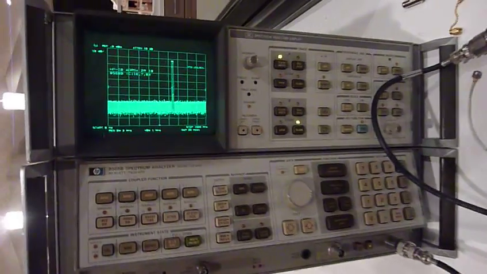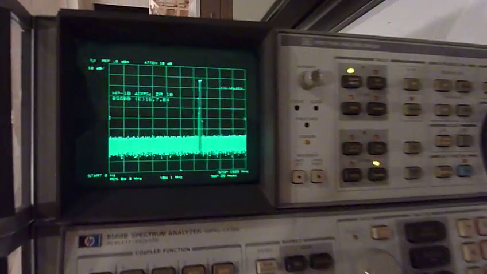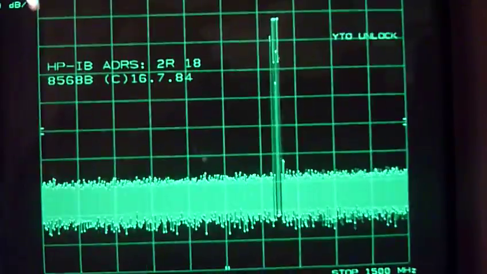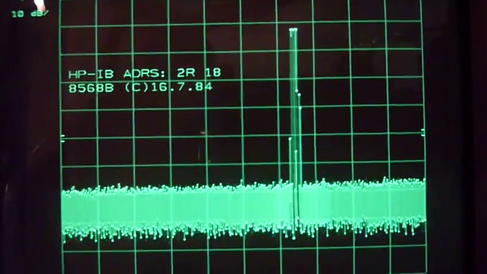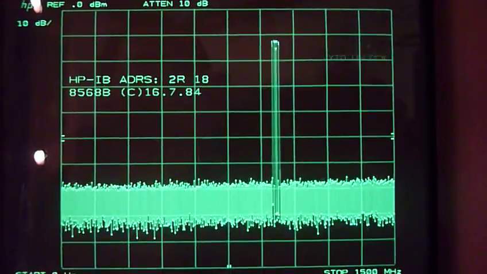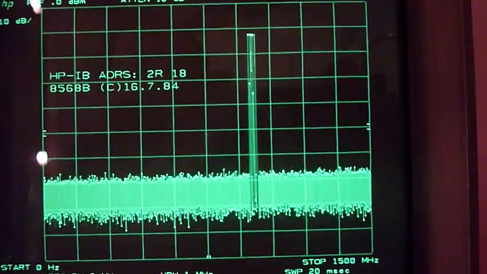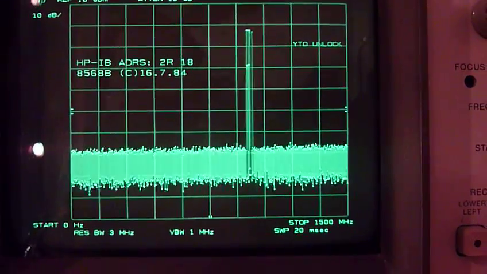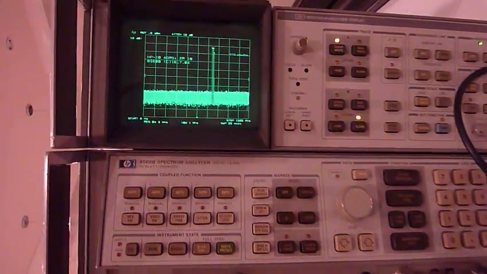So a week ago, this guy, when I bought it, was working fine. And then all of a sudden, it shows this YTO unlock, and you can see the signal at 1 GHz here is showing as a broad series of lines. And that only happens above 1 MHz of bandwidth.